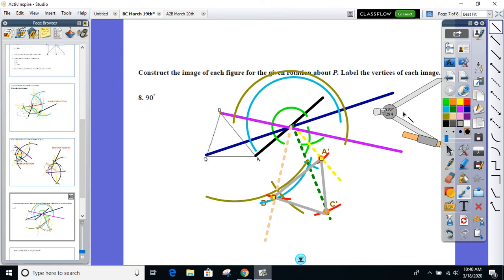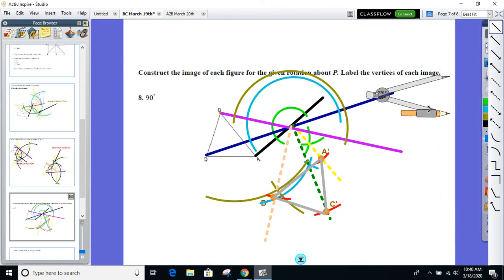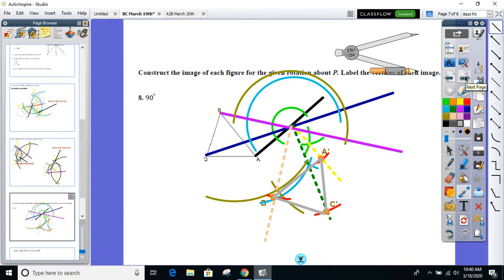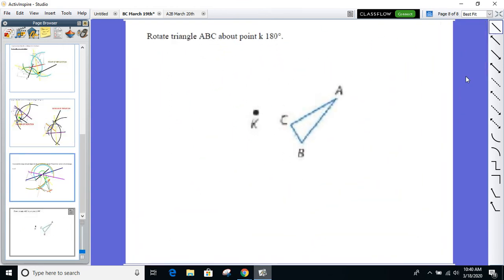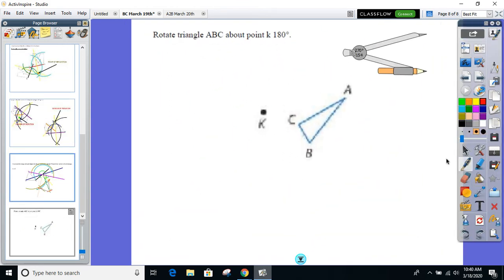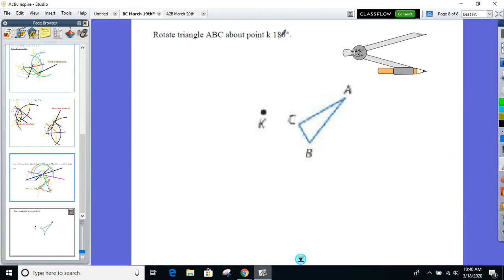I know you guys are just so happy. We have one more to do, but I want you to think about this one before we tackle it. So if you got to pause the video to finish up, please do so before we go on to the next one, but I'm moving on here. Okay, take a look at this one. Rotate the triangle ABC about point K 180 degrees.